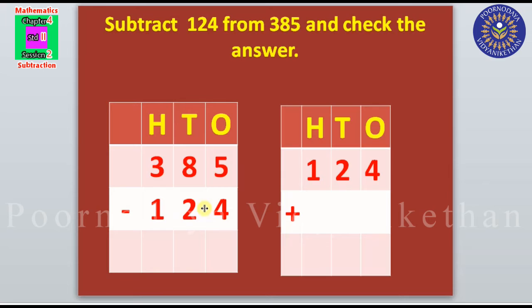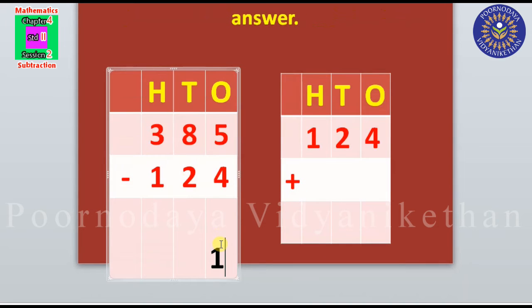Okay. Now subtract from ones place. 5 minus 4. What's the answer? 5 minus 4 is equal to 1. Okay. Then next.